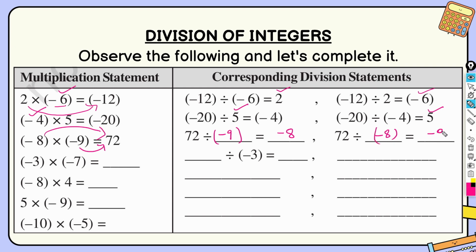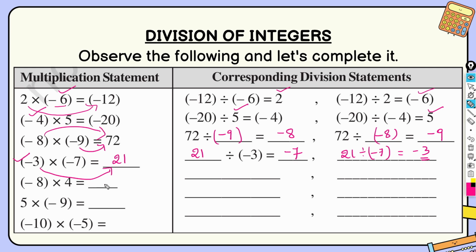Similarly, if we send minus 8 to the right side, this becomes 72 by minus 8, whereas the result will be minus 9. Now here we'll see minus 3 into minus 7 is 21, as minus into minus is plus. So here, if we send minus 3 to the right side, this becomes 21 by minus 3, and the result is minus 7. Similarly, if we divide 21 by minus 7, the result will be equal to minus 3.